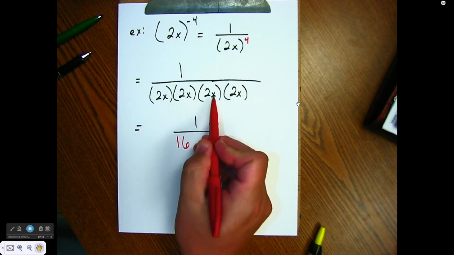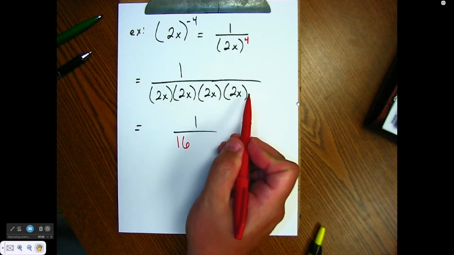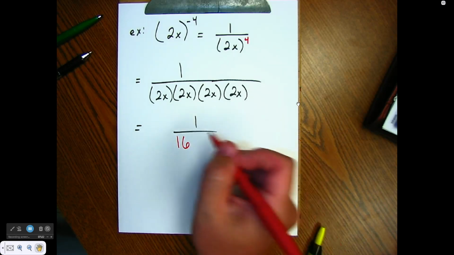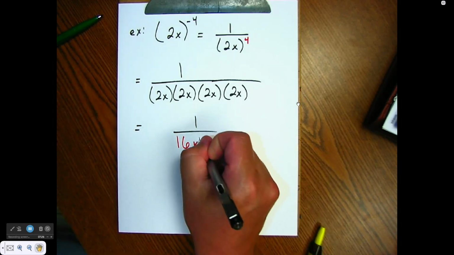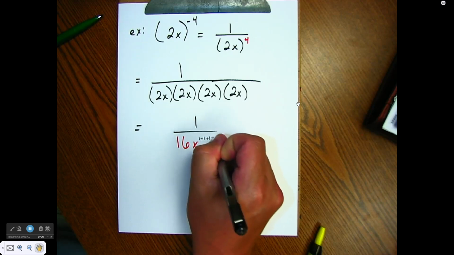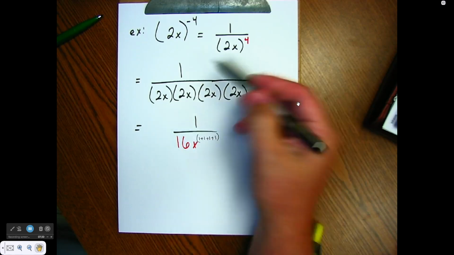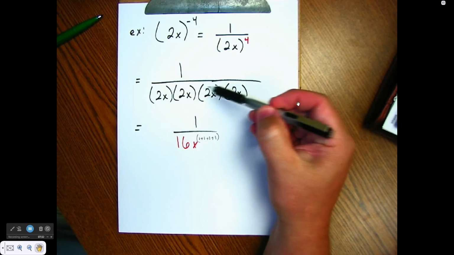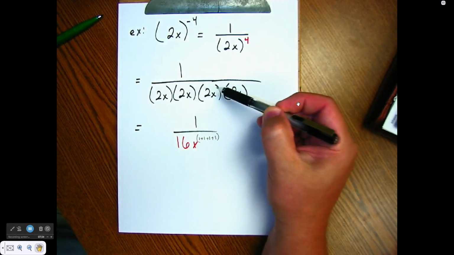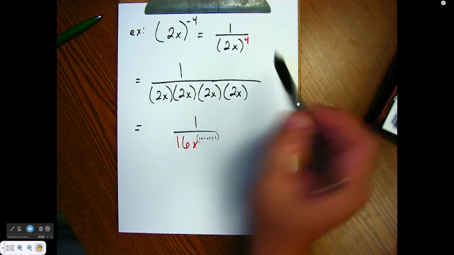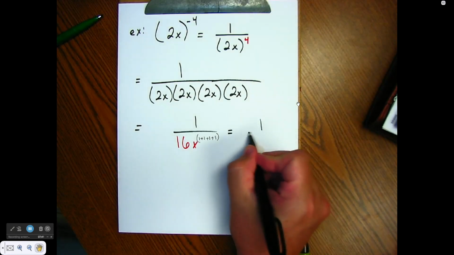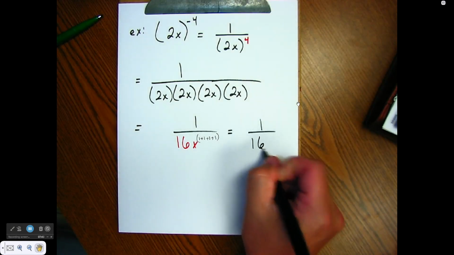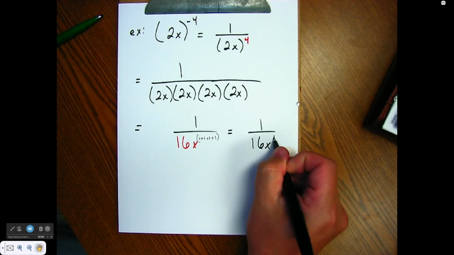x times x times x times x. We saw that rule earlier. That's called the product rule. That's x to the 1 plus 1 plus 1 plus 1. Each of these x's has an understood exponent of 1. And my final simplified expression is 1 over 16x to the 4th power.